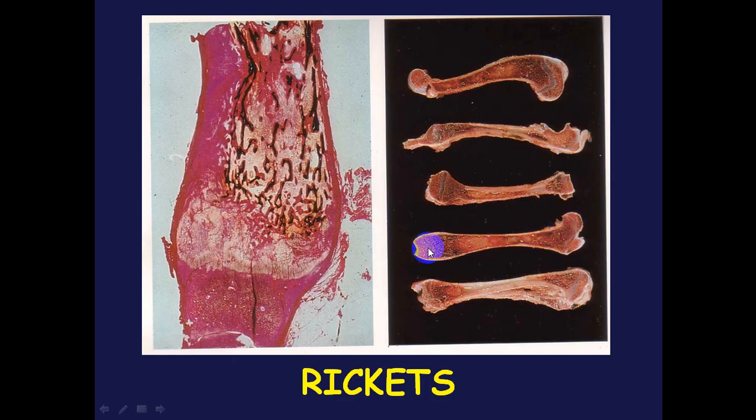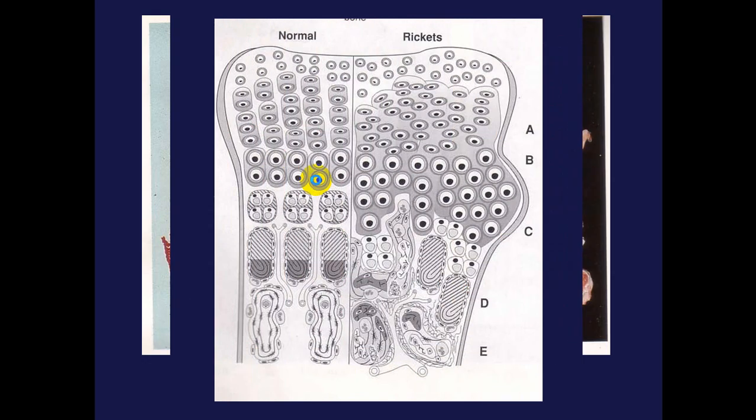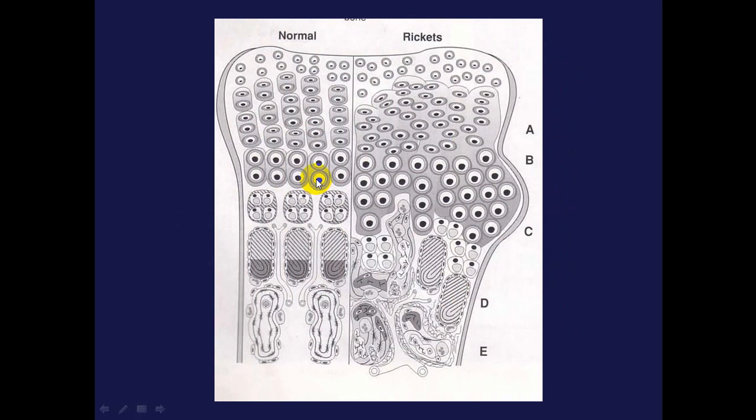Why? Because in this thick metaphysis the cells proliferate, but there is failure of mineralization in the hard bone here. Histologically we will find a thick cartilage here, but with minimum formation of mineralized matrix. It makes the bone softer and easy to break. This is, I think, a perfect illustration of normal bone and rickets.